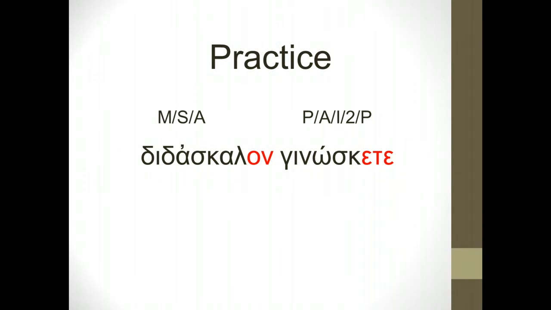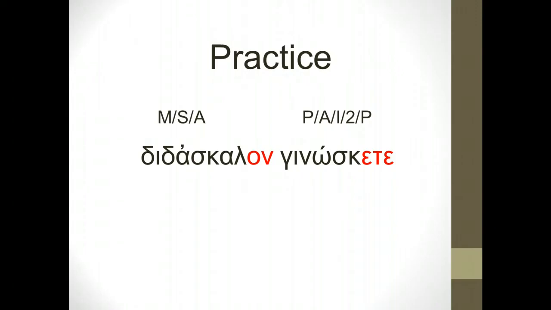Didaskalon gnosketa. Didaskalon is masculine singular accusative. I know that it's masculine because I learned it as didaskalos. When I look at my paradigm, I know that the omicron nu in the masculine nouns is my clue that it's the accusative, so I know it's the direct object. And then I have a verb here, and it's a present active indicative second person plural. And that would be you know, in the plural. But now, what I don't have in this very short sentence is a nominative case. Do you notice that? There's nothing in here that says masculine singular nominative.